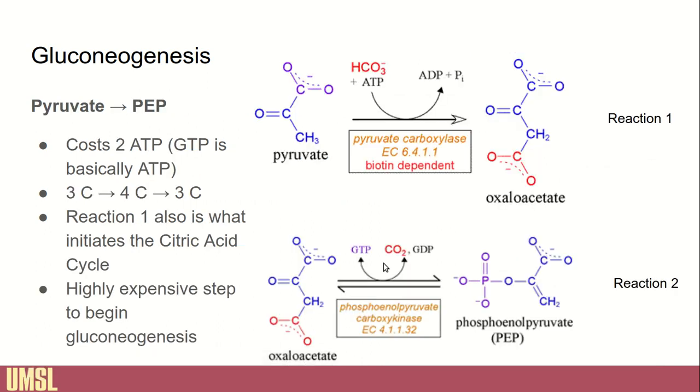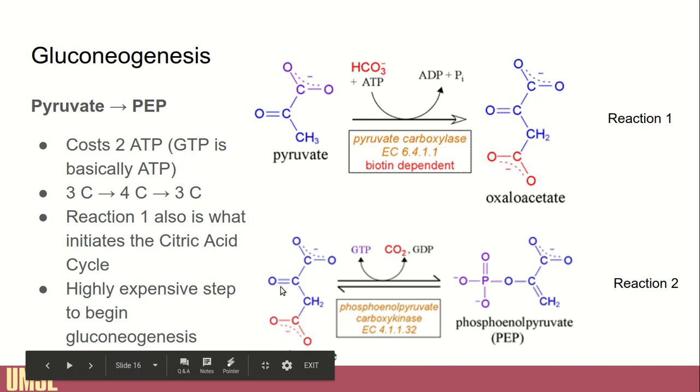Okay, so let's dissect these reactions a little bit. If we look at pyruvate here, this pyruvate carboxylase is adding bicarbonate to pyruvate to produce oxaloacetate, and in the process, this uses ATP. This is a ligase enzyme, so EC6, right?